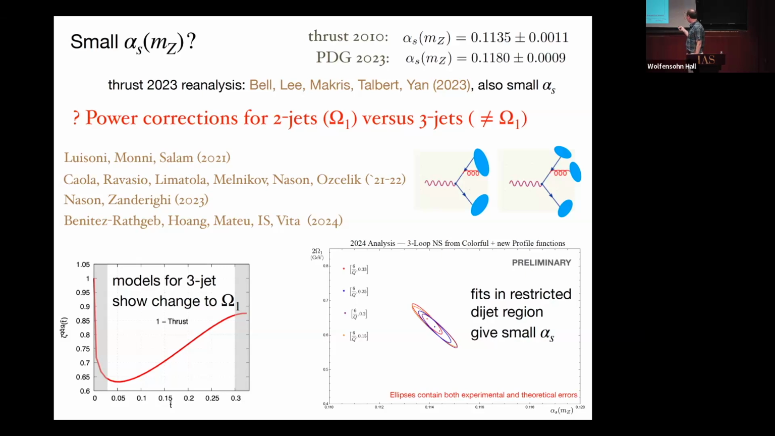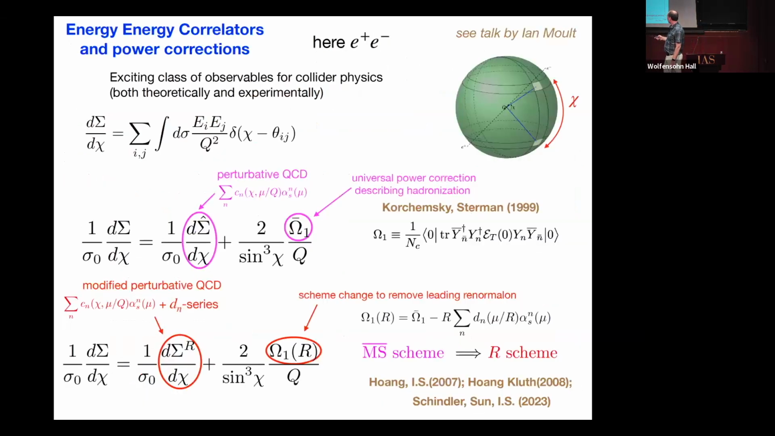And then other groups, including our group, have done refit analysis of the data and tried to narrow the range of the fit to be more dijet-like, and still found small values of alpha S. So there's ongoing conversation here about what's going on, and it's a very active area of research, and I think we need sort of theoretical progress that goes beyond what's been done so far.